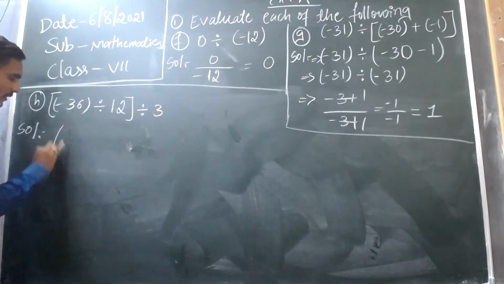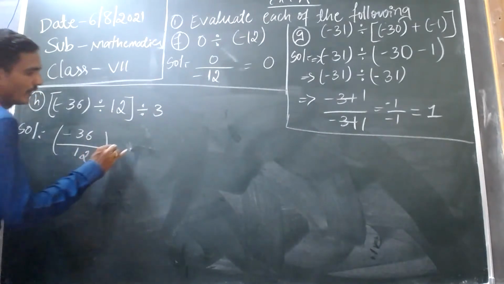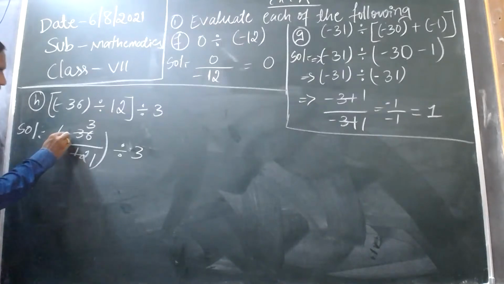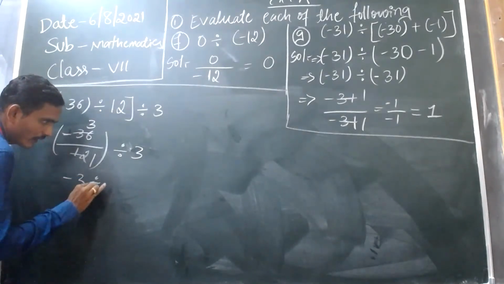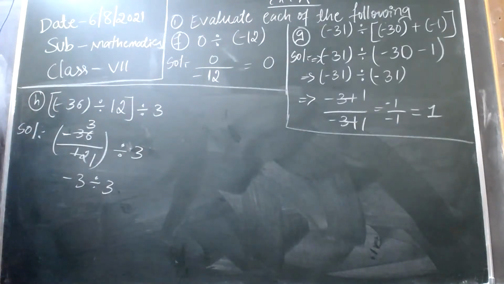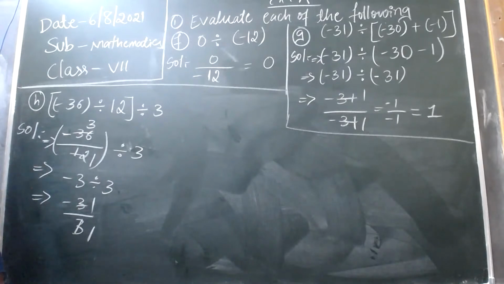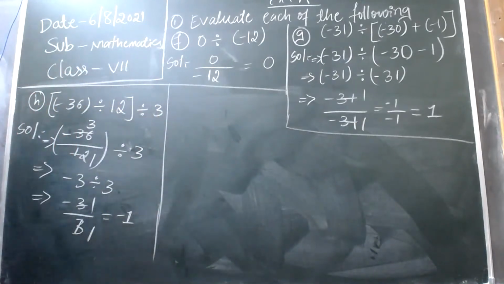For the solution, you have to write first minus 36 divided by 12. The same rule will be applicable, divided by positive 3. Now 12 3s are 36. Which sign do we put here? One is a negative integer and another is a positive integer, that's why minus 3 divided by plus 3. Now 3 ones are 3, so this is equal to minus 1. So this completes our H1.